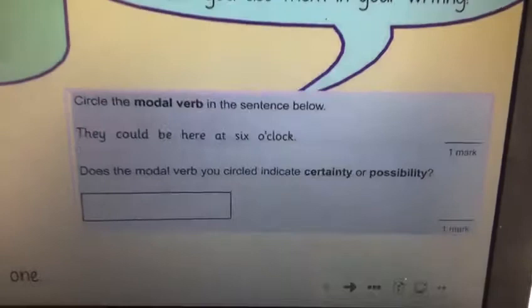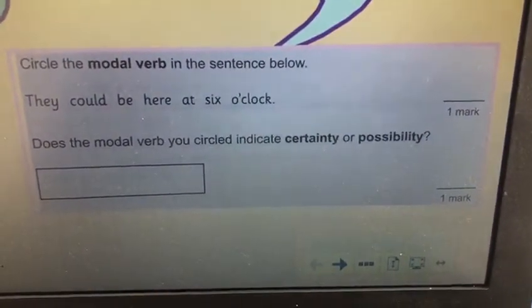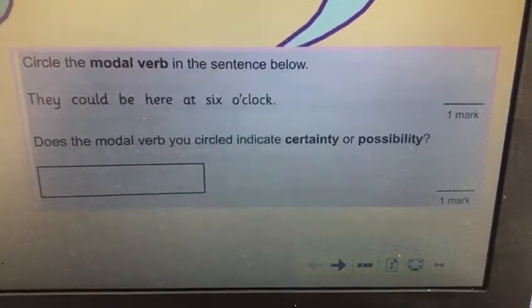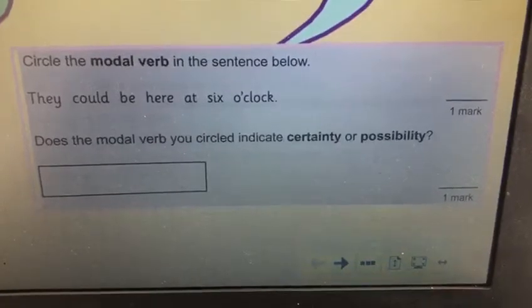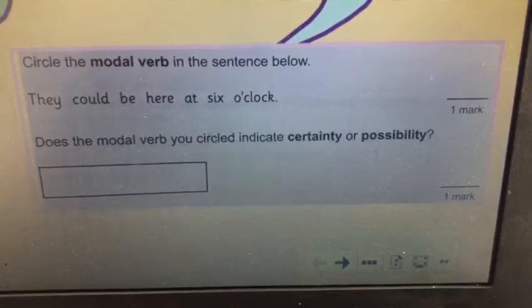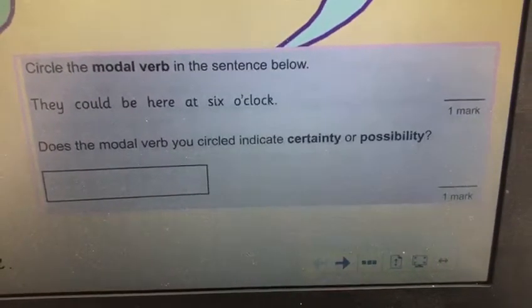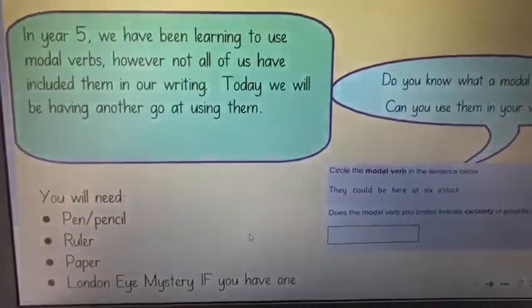So here's an example of a SATs type question. Circle the modal verb in the sentence below. They could be here at 6 o'clock. Which word would you circle to identify the modal verb? And does the modal verb you circled indicate certainty or possibility? So by the end of this lesson, you will feel confident to answer that question.